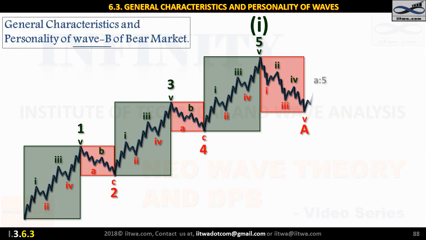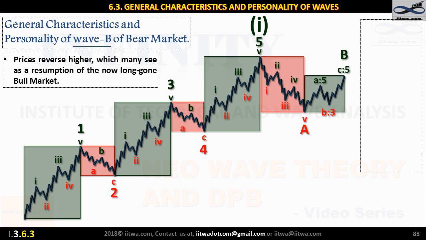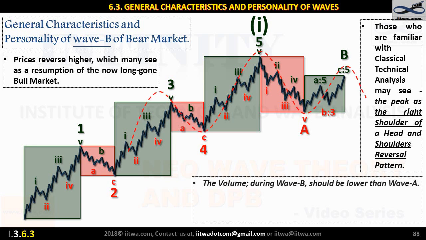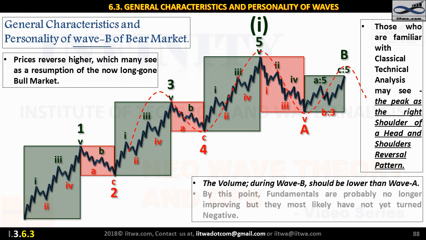General characteristics and personality of Wave B of a bear market. Prices reverse higher, which many see as a resumption of the now long gone bull market. Those who are familiar with classical technical analysis may see the peak as the right shoulder of a head and shoulders reversal pattern. The volume during Wave B should be lower than Wave A. By this point, fundamentals are probably no longer improving, but they most likely have not yet turned negative.